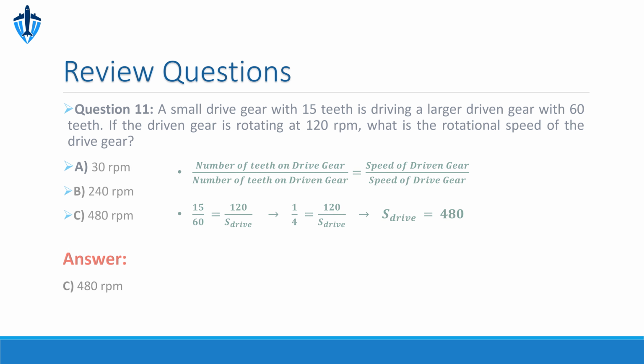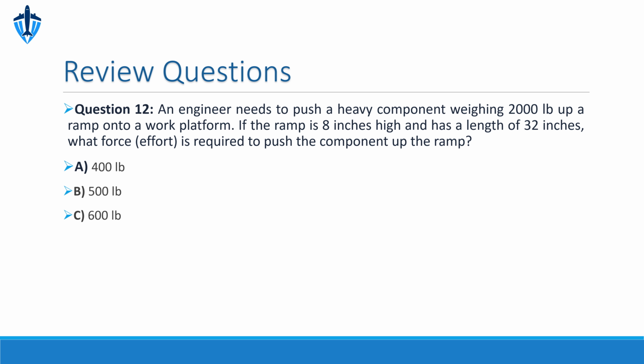Question 12. An engineer needs to push a heavy component weighing 2,000 pounds up a ramp onto a work platform. If the ramp is 8 inches high and has a length of 32 inches, what force, effort, is required to push the component up the ramp? A. 400 pounds, B. 500 pounds, C. 600 pounds.